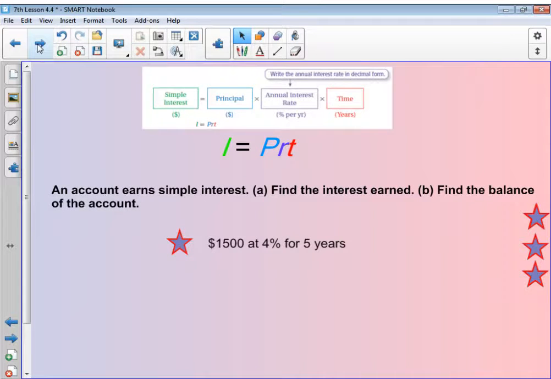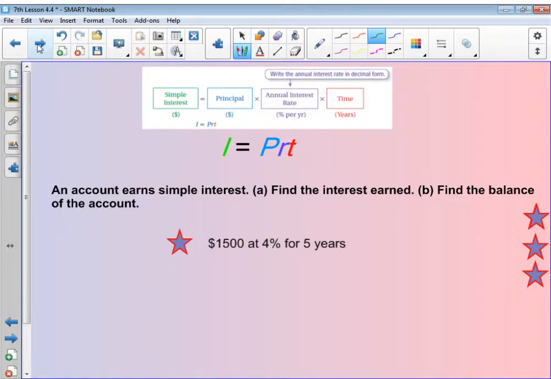Again, working with that simple interest formula. So we're going to review the parts of that. Our interest, that's the money that we end up getting paid for either the use of our money or that we have to pay for using somebody else's money. So that's what the I stands for.